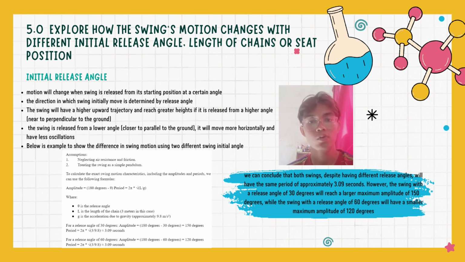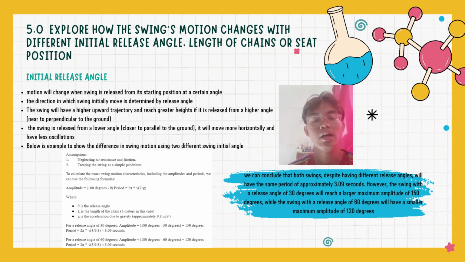Okay, for my part, I will explore how the swing motion will change with different initial release angle, length of chain, and seat position. Firstly, about different initial release angle. For different initial release angle, the motion will change when the swing is released from its starting position at a certain angle, which is referred to as the initial release angle. The direction in which the swing is initially moved is determined by the release angle.